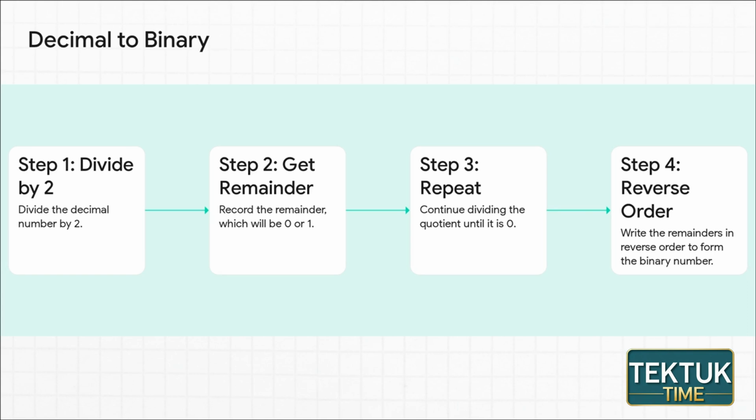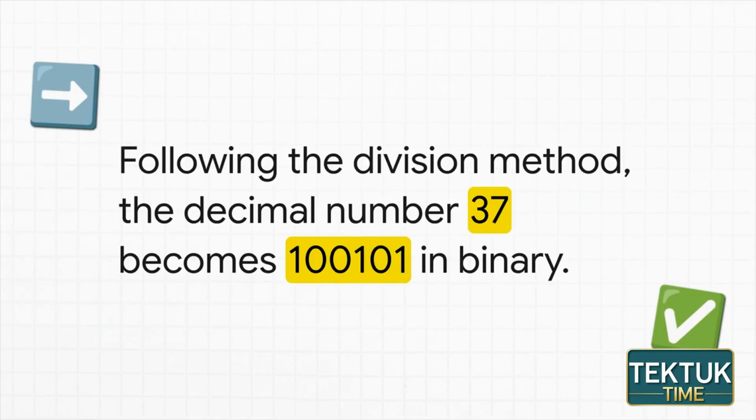Let's try it with our number, 37. And there you have it. You follow those steps and our number 37 becomes 100101 in binary. That right there is exactly how a computer sees the number 37.